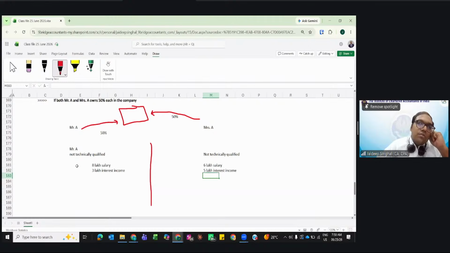Now, Sridhar, the screen is already shared. Everyone can see it. See, here the income is 11 lakh, and here also the income is 11 lakh. In whose income to club? Arun Sagar says whose income is higher. But see here, both are having 11 lakhs of income. Both are having equal income.